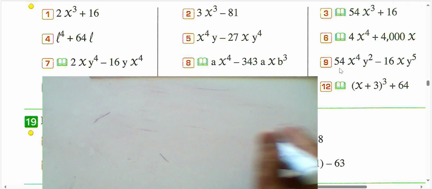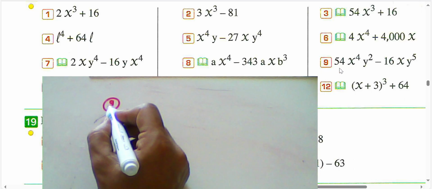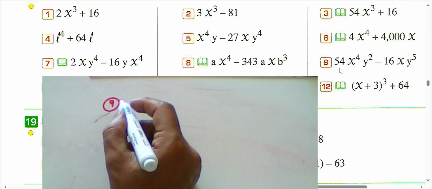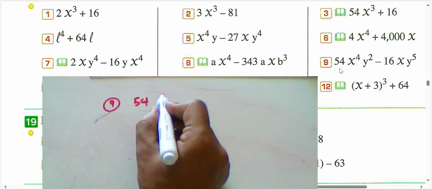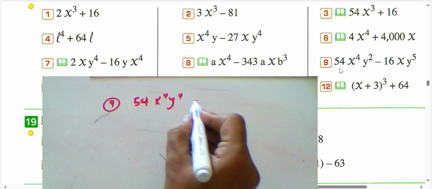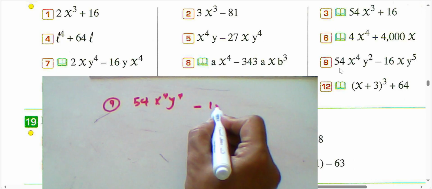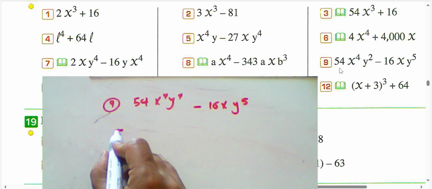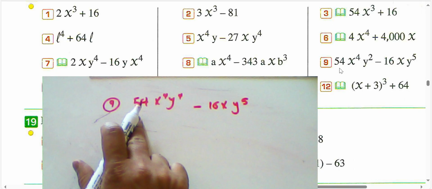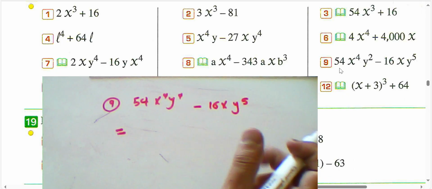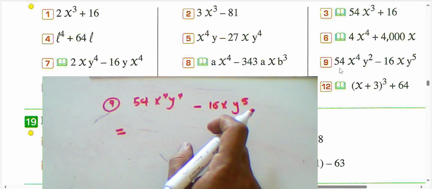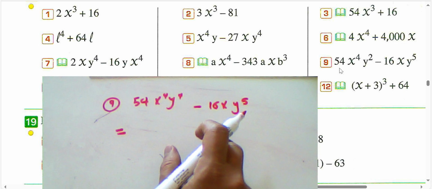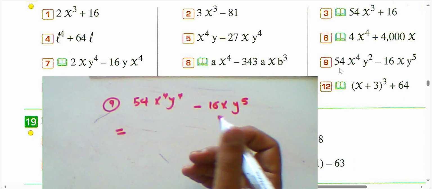Next question number 9. 54x power 4 y power 4 subtract by 16x y power 5. We can write a common factor between 54 and 16. We can divide it by what? Divided by 8? No. Divided by 2? Yes. Because we want to find the cubic root.